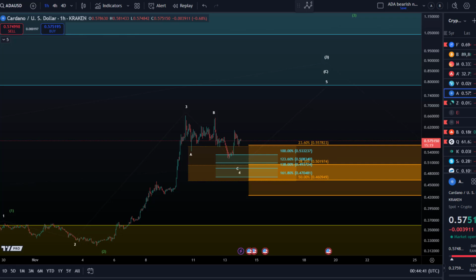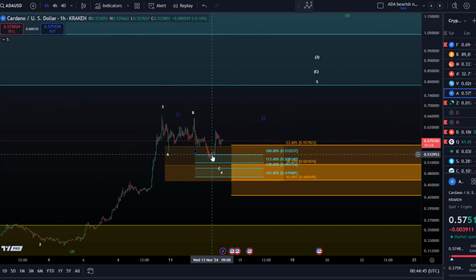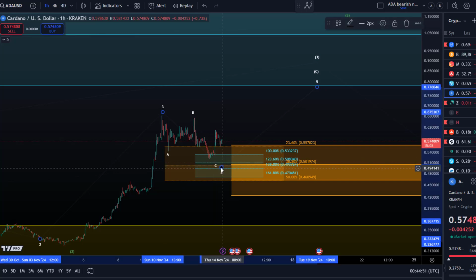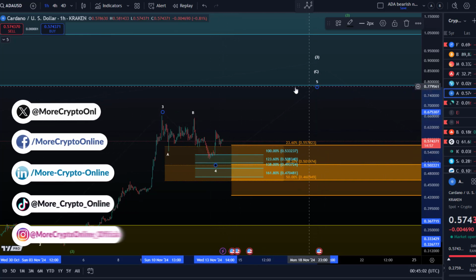So ADA has retraced into this support zone and has actually reached this small target area there, but we haven't really seen a substantial reaction yet. Or I should rather say, this reaction to the upside so far is only in 3 waves. It's not bullish enough to confirm that we've bottomed. I mean, ideally the wave 5 has started.